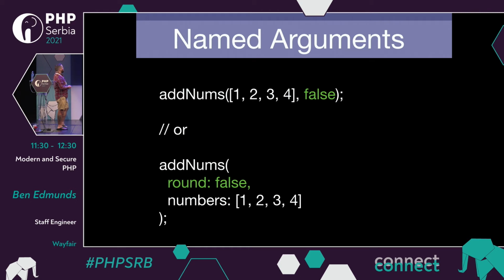Here, we can use this the traditional way, right? We have our addNums function. We're passing in an array, and then the second parameter is false, for false equals do not round. Or the new way with named arguments is we say addNums, and then we name each argument we're passing in. The nice thing about the naming is, one, when you're reading this code, it's very obvious what's happening. But also, you don't have to worry about the order. If they're named, it'll fix it for you and put them in the right order.